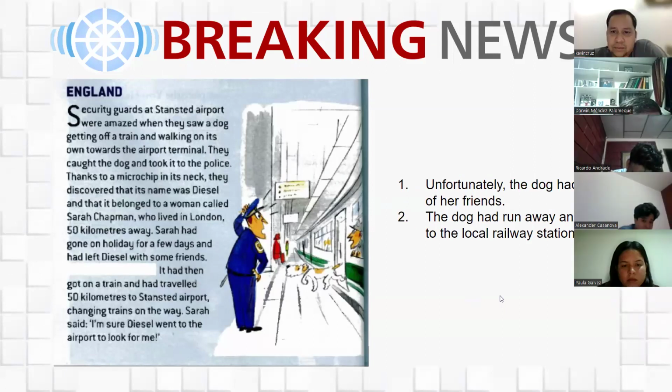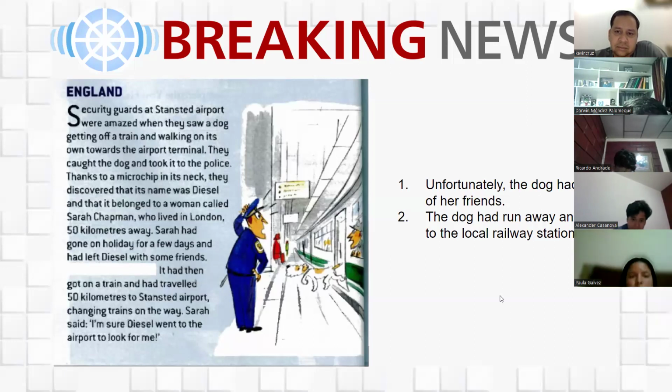Security guards at Stansted Airport were amazed when they saw a dog getting off a train and walking on its own towards the airport terminal. They caught the dog and took it to the police. Thanks to a microchip in its neck, they discovered that its name was Diesel and that it belonged to a woman called Sarah Chapman, who lived in London, 50 kilometers away. Sarah had gone on a holiday for a few days and had left Diesel with some friends. He had then got on a train and had traveled 50 kilometers to Stansted Airport, changing trains on the way. Sarah said, "I'm sure Diesel went to the airport to look for me."